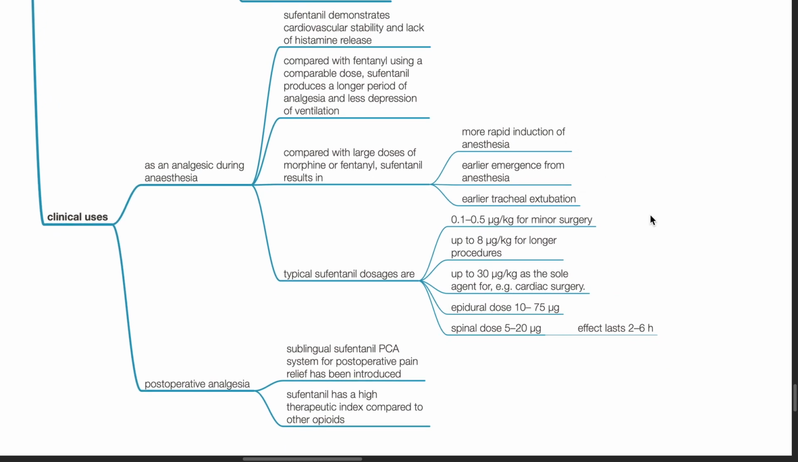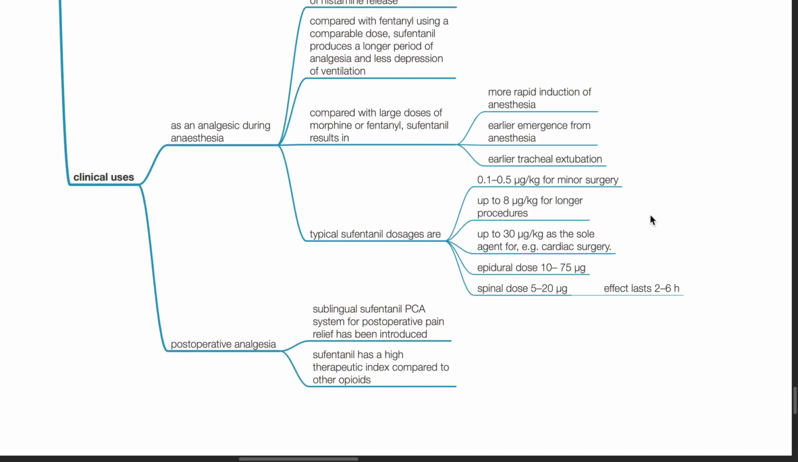Typical sufentanil dosages are 0.1 to 0.5 mcg per kg for minor surgery, up to 8 mcg per kg for longer procedures, up to 30 mcg per kg as the sole agent for cardiac surgery. Epidural dose 10 to 75 mcg, spinal dose 5 to 20 mcg, effects last 2 to 6 hours for spinal dose. For post-operative analgesia, a sublingual sufentanil PCA system for post-operative pain relief has been introduced. Sufentanil has a high therapeutic index compared to other opioids.